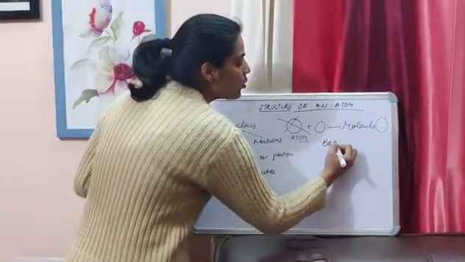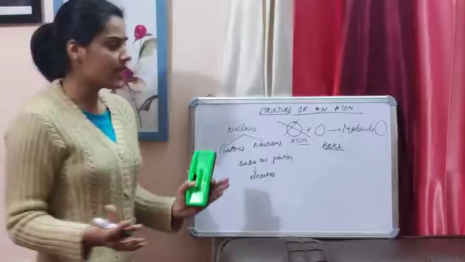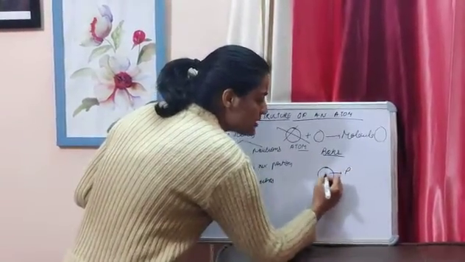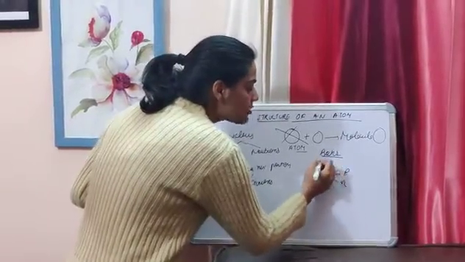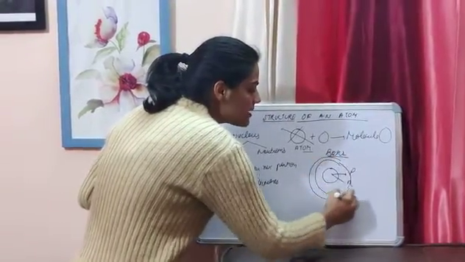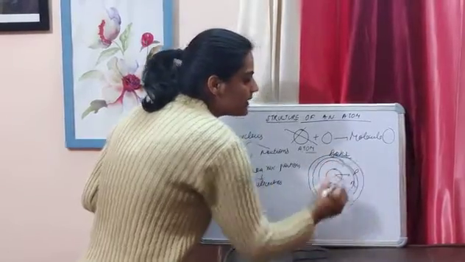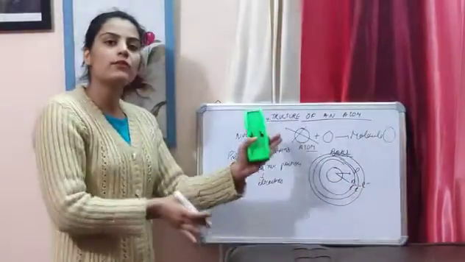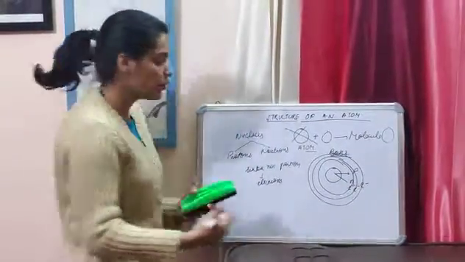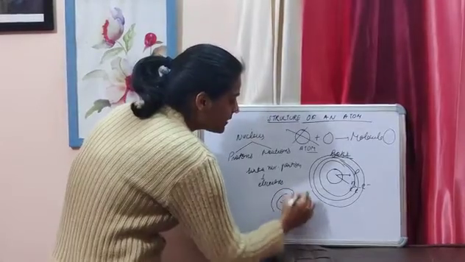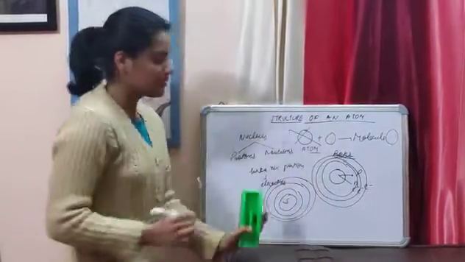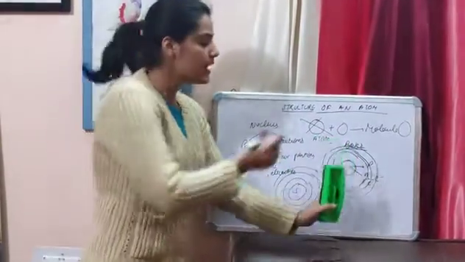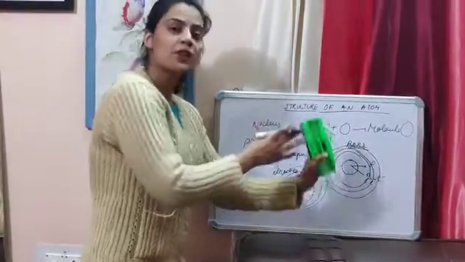Bohr was the scientist whose model of an atom is the most accepted. He told that inside the nucleus reside the protons and the neutrons, and outside the nucleus there are circular orbits, and in these orbits there are the electrons, and electrons revolve around the nucleus like a planetary motion. Like we have our sun and the planets revolve around the sun like Mercury, Venus, Earth, Mars. In a similar way, this is the nucleus and electrons revolve around this nucleus.